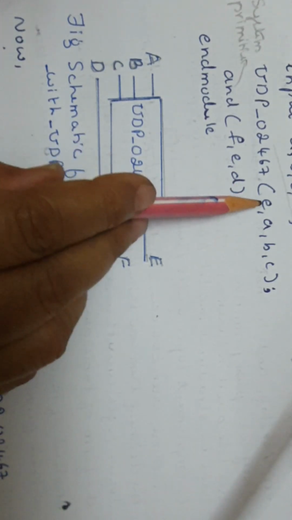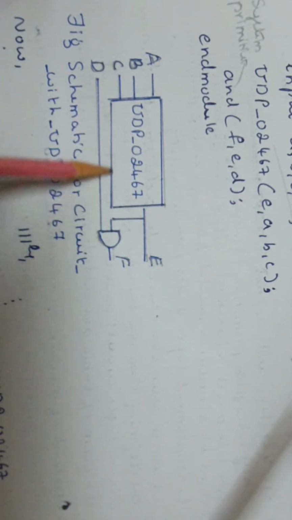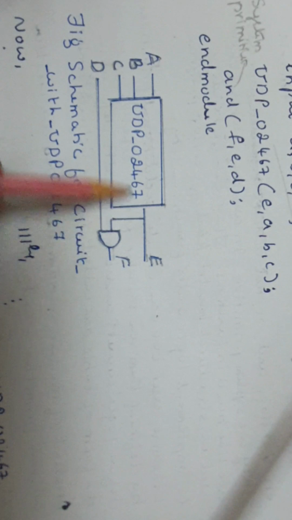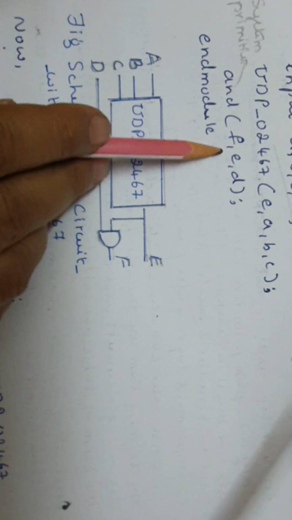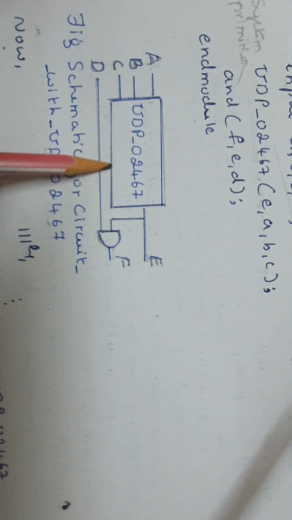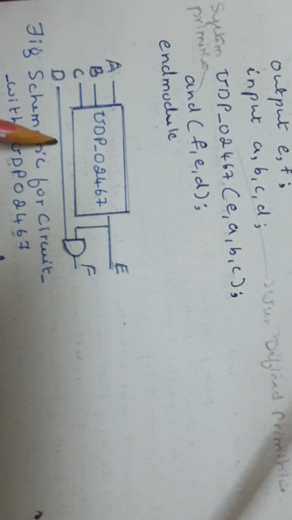Okay. Which is the output of the user defined primitive. So what we had created is the output of this. That was taking ABC as inputs. Then this very long module is creating this new circuit using one system primitive and another, a user defined primitive. So this is the schematic for circuit with UDP 02467. Okay. This is how any digital circuit can be implemented using user defined primitives along with system primitives.